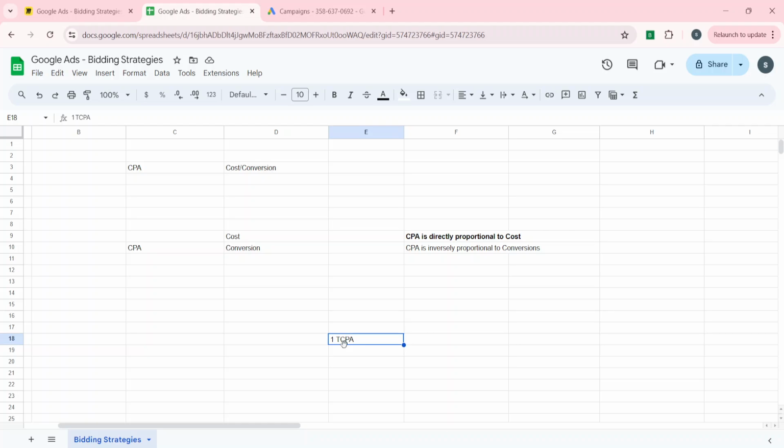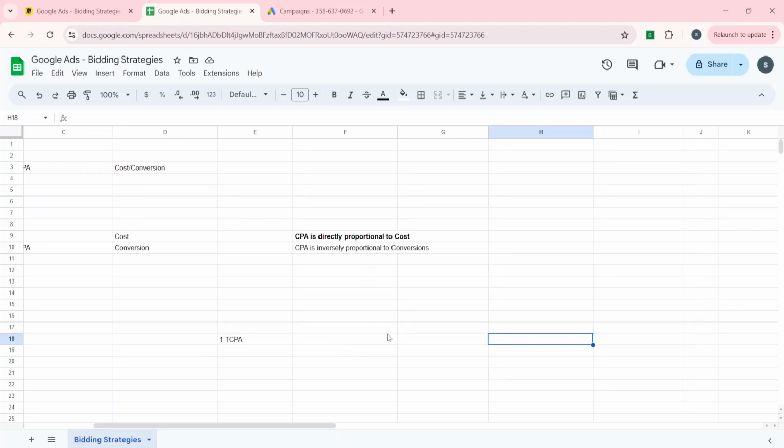So when you increase the TCPA, the bid strategy is more relieved. It can bring conversions easily as more cost is available for the bidding. You are getting the logic, right? I hope you are getting the logic.